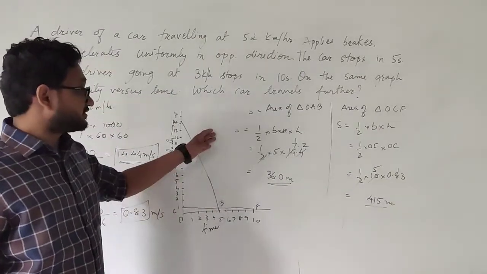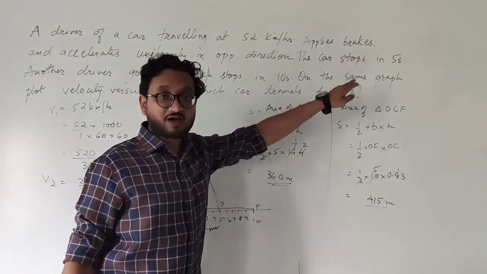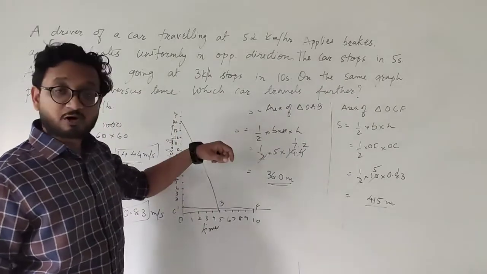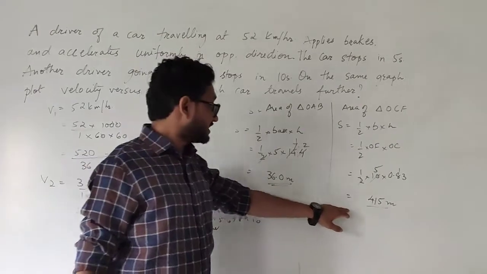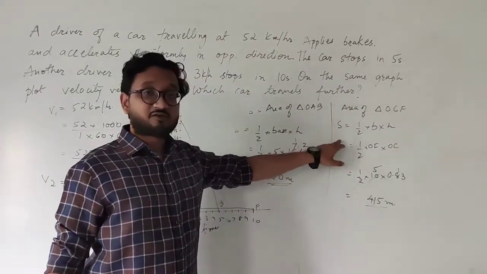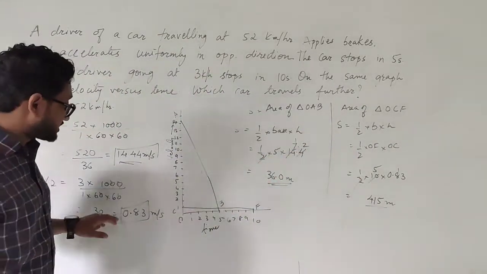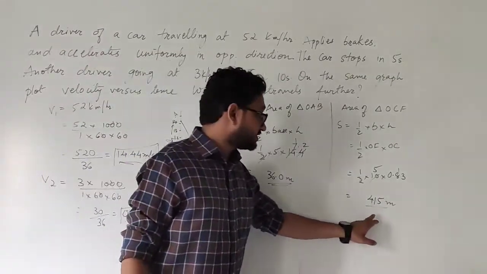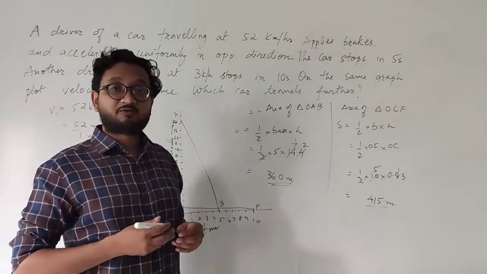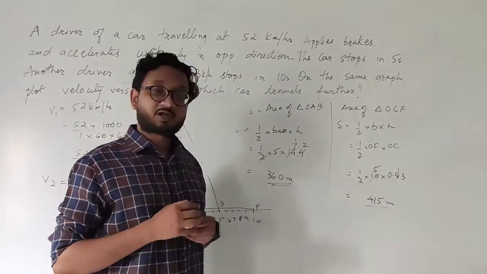You can see that the first one, even though it stops in 5 seconds, because it was traveling with more velocity, traveled a further distance. In the same way, the vehicle traveling with a very low velocity took much longer and still covered only 4.15 meters. I hope it is clear to you students.